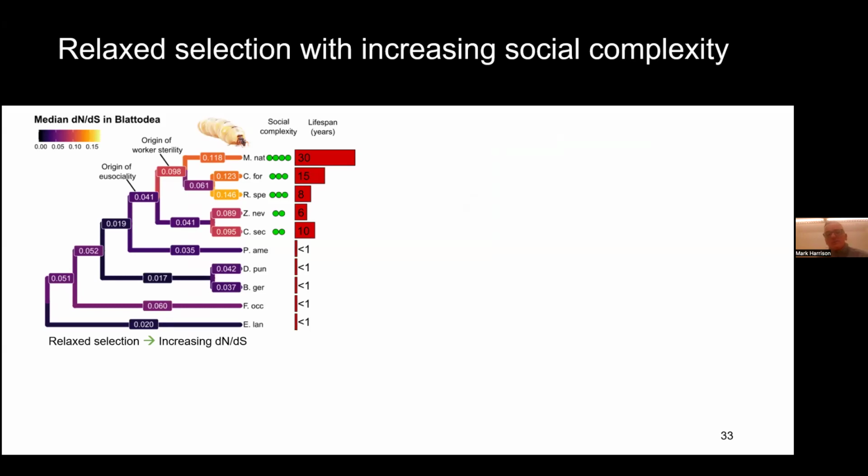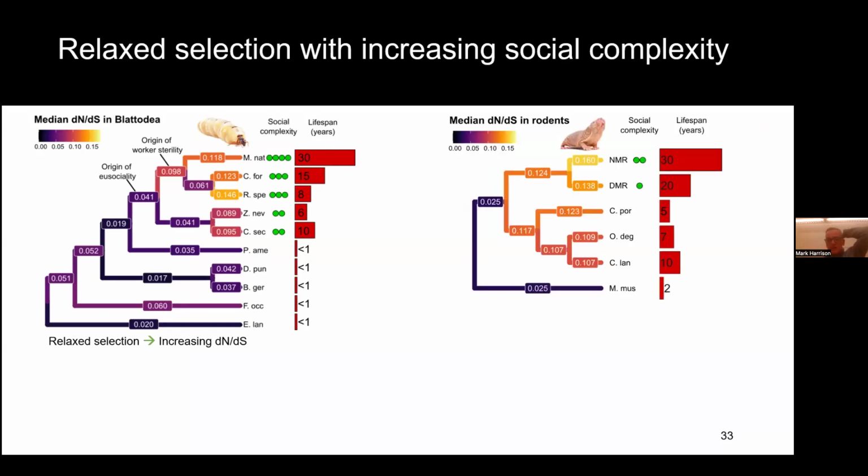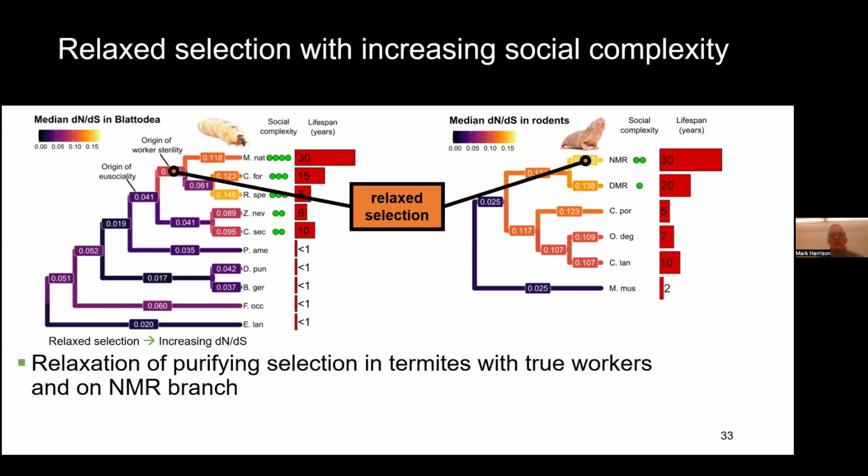And if we have a look in mole rats, two mole rat genomes exist, and I did DNDS analyses for these as well. So we have the naked mole rat, NMR, and the Damaraland mole rat, which is also eusocial, but possibly less socially complex. And then some other rodents which are communal. We see the highest DNDS values in the mole rats, which correlates again with social complexity. Further analyses confirm that these high DNDS values were due to relaxed selection, especially on the branch where sterile workers evolved in the termites, and on the branch leading to the naked mole rats.